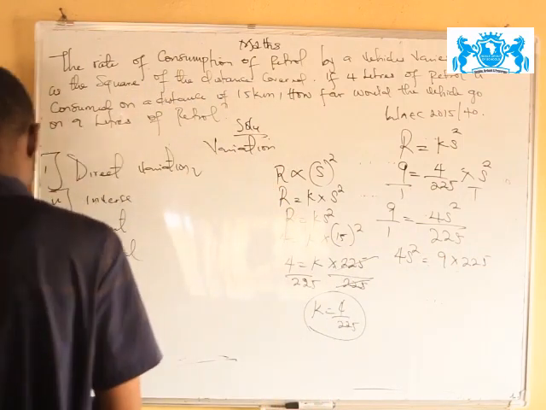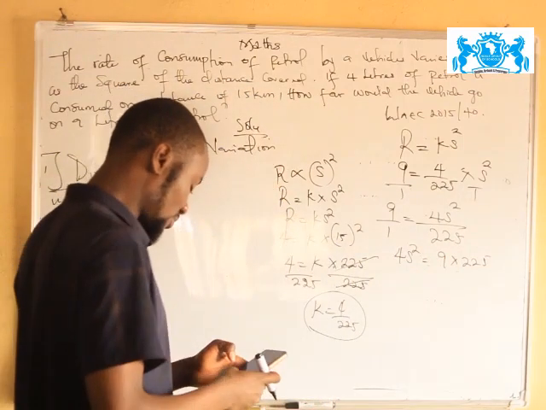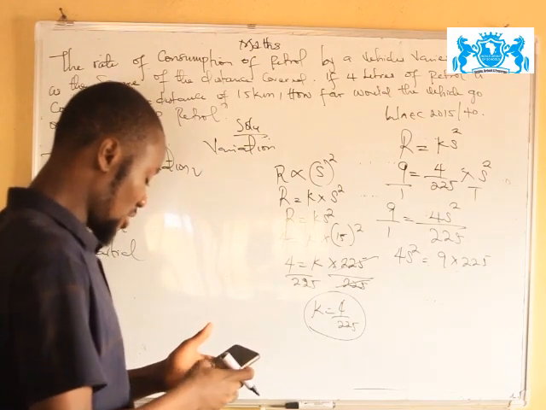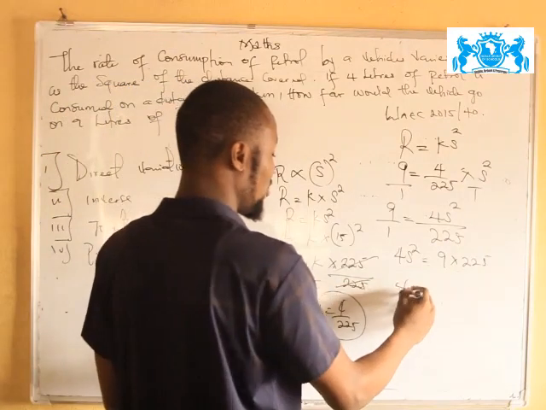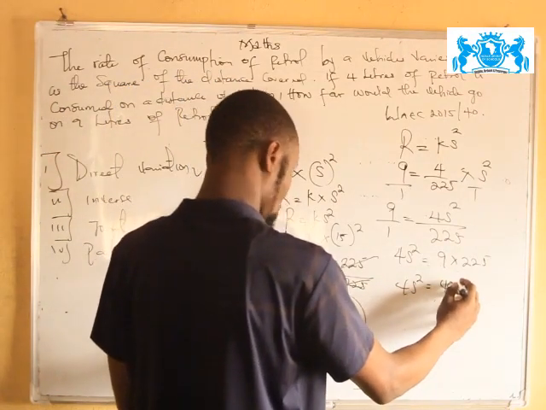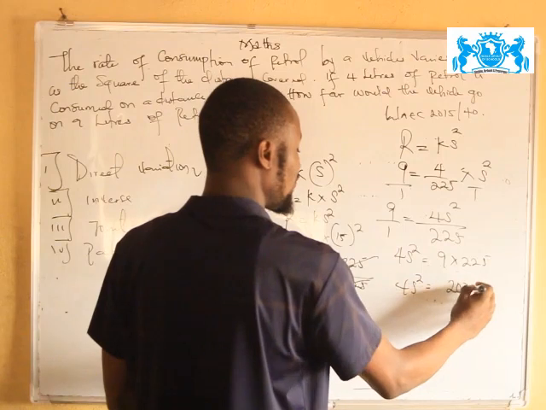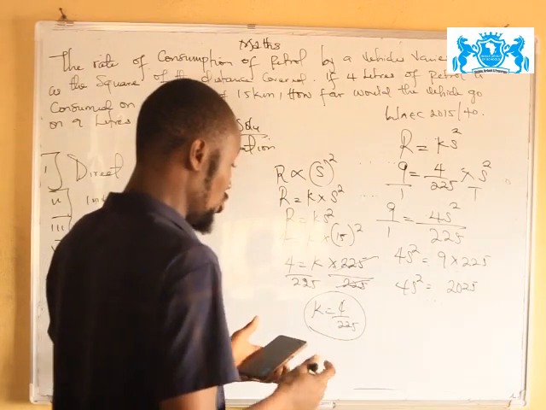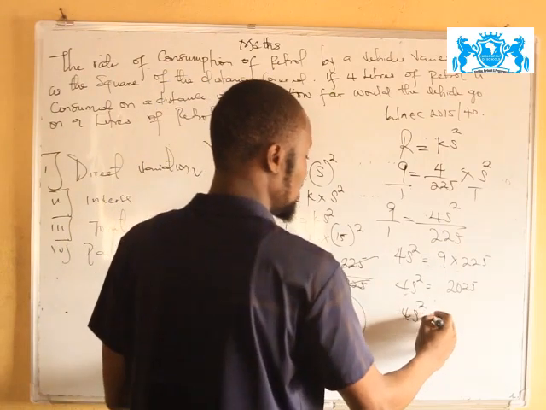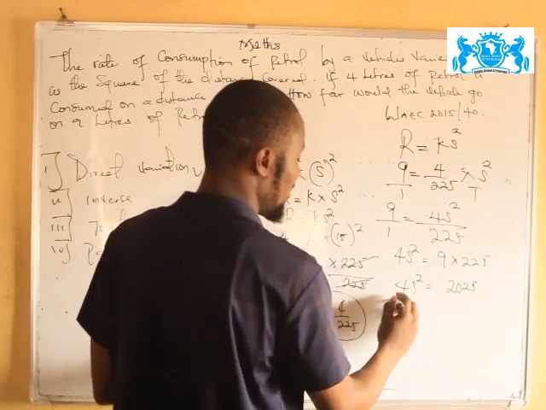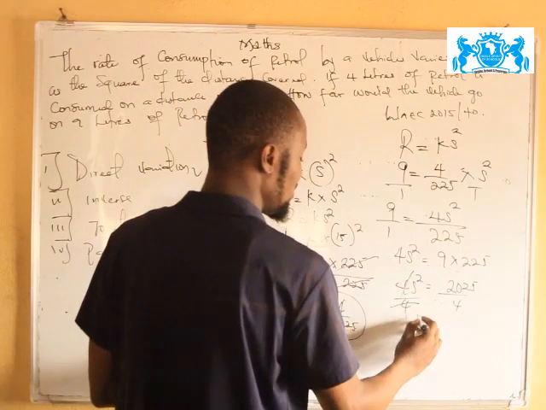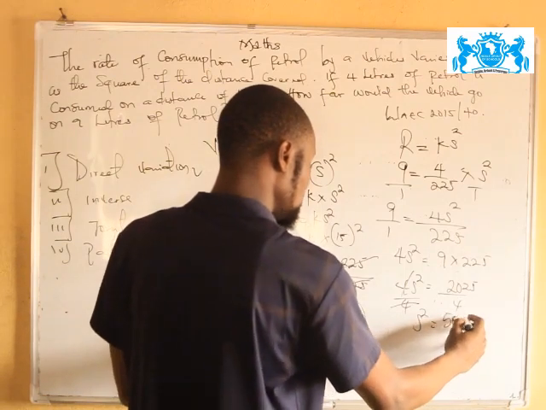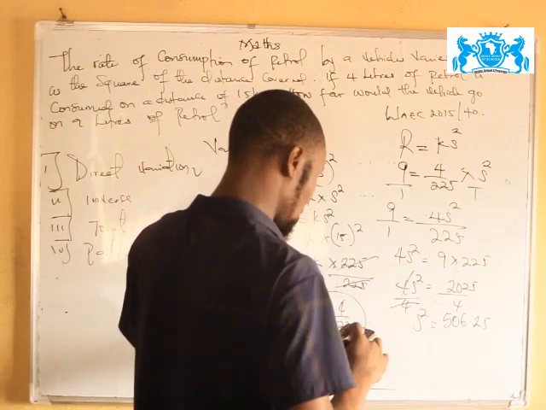Now, what would 9 times 225 give us? 9 times 225 is 2025, so 4s squared equals 2025. Now divide by 4, we'll be having s squared as 2025 divided by 4, which is 506.25.